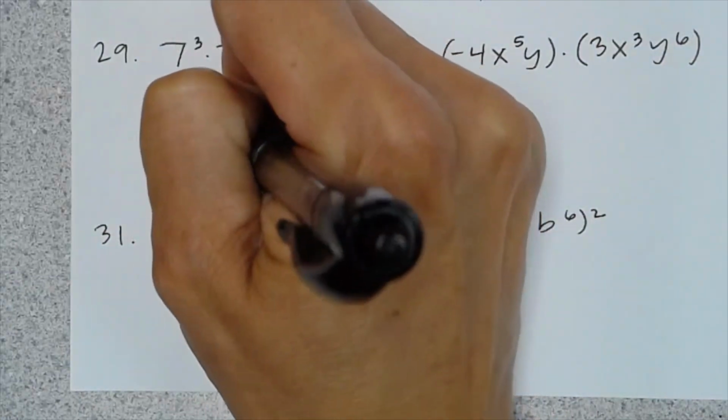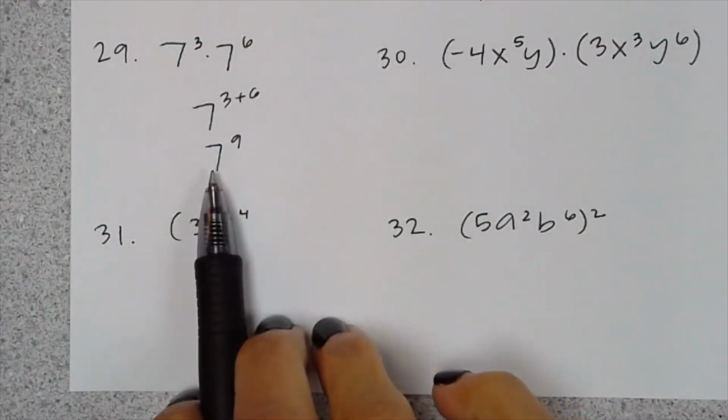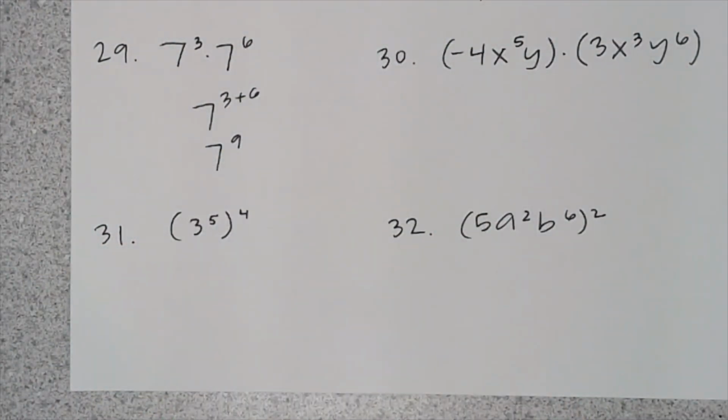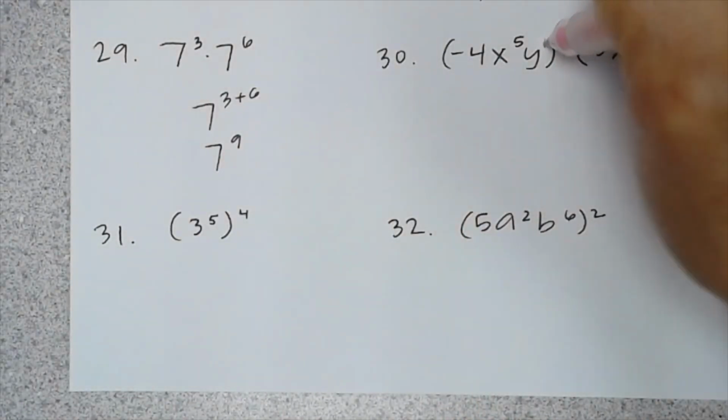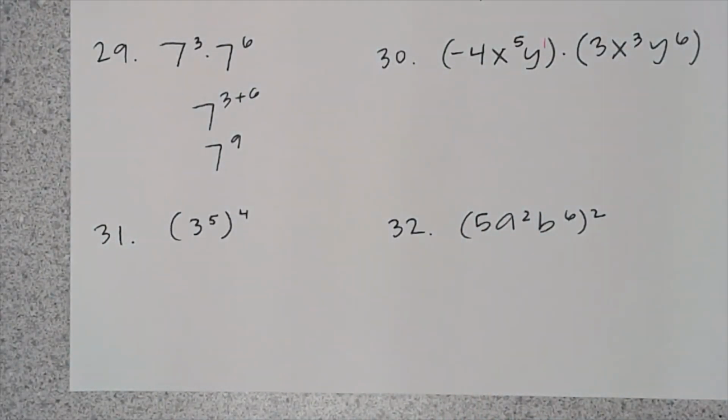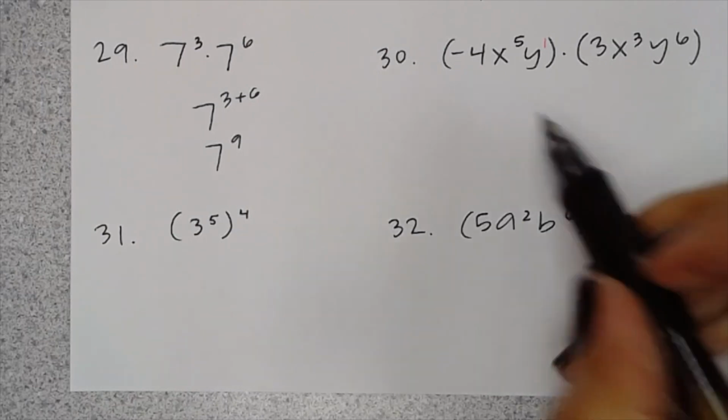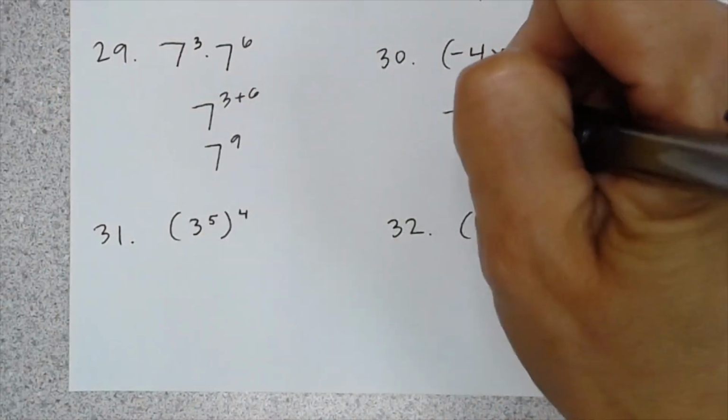So you get 7 to the 9th power, and that's just how we'll leave it because that's going to be a really large number. Over here, for number 30, I'm going to fill in the exponent of 1 for y. And so what we're going to do is multiply the numbers. So -4 times 3 is -12.